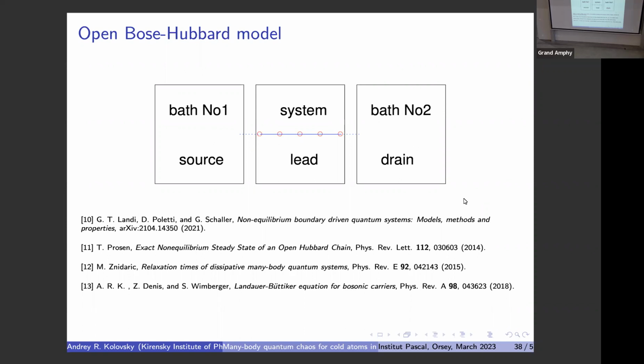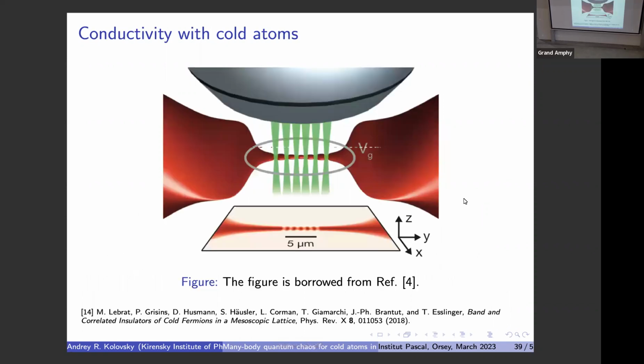Remarkably, this setup can be realized with cold atoms as well. Now I show you a figure which I borrowed from the experiment of the group of Esslinger, where he studied the conductivity with cold, in his case, fermionic atoms. So what is red? This is essentially, again, an equipotential surface. Atoms are there inside, behind this surface. Here you have your left reservoir, here you have the right reservoir. They are coupled by, let's say, a narrow tube.